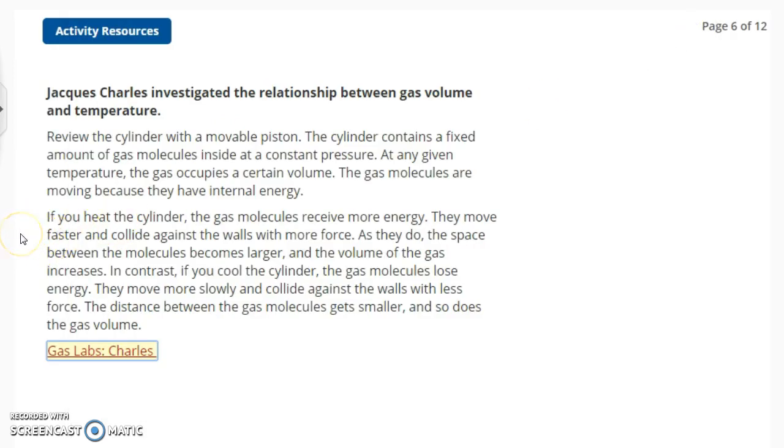If you heat the cylinder, the gas molecules receive more energy. They move faster and collide against the walls with more force. As they do, the space between the molecules becomes larger and the volume of the gas increases. In contrast, if you cool the cylinder, the gas molecules lose energy. They move more slowly and collide against the walls with less force. So they're going to be closer together, less volume. The distance between the gas molecules gets smaller, and so does the gas volume.